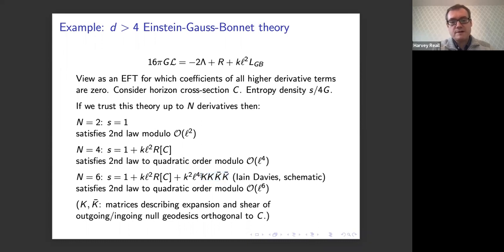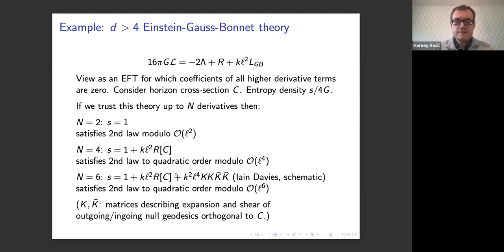There are terms of the form KK, K bar, K bar. Well, remember, K and K bar are these two matrices describing the expansion and the shear of the outgoing and the ingoing null geodesics, orthogonal to our horizon cross-section C. So this is schematic. There's an explicit formula in our paper; there are 9 different terms of this form that appear in this formula.